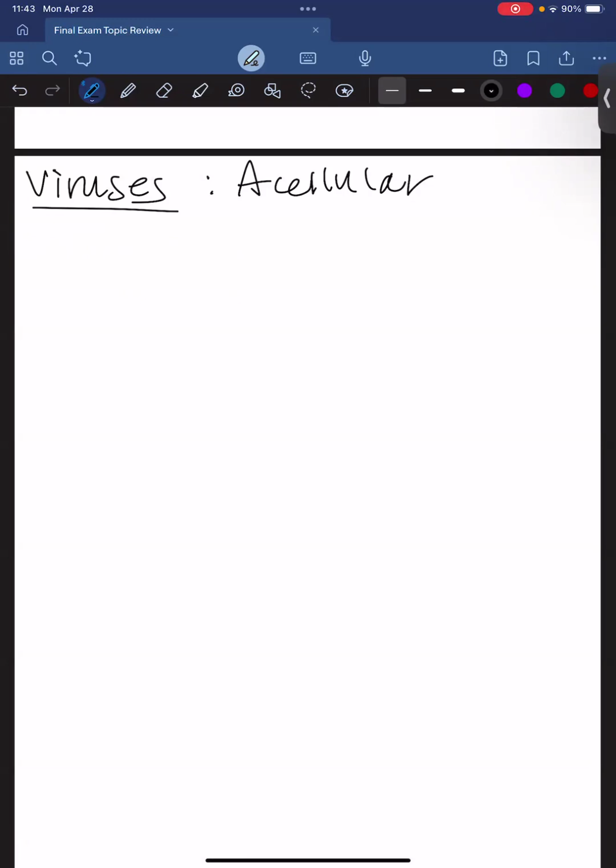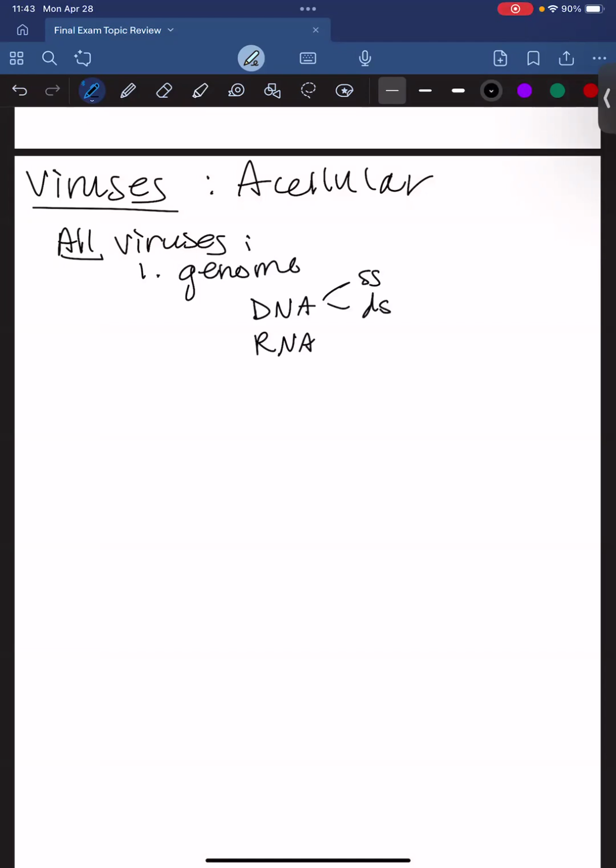So something that all viruses have: all viruses have a genome of some kind. Now that genome could be DNA or RNA. It could be single strand or double strand for either one. And that single strand can be positive or negative sense.